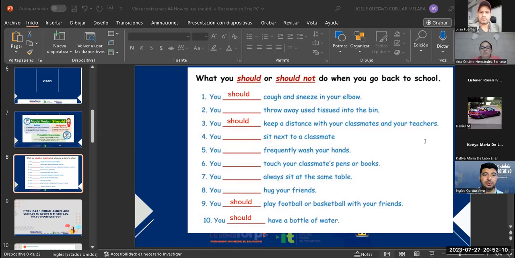Gustavo, are you ready with yours? Okay, teacher, and the number five. You should frequently wash your hands. Yeah, frequently. That's something that I consider was the key. Punto clave. It's very important to wash your hands frequently. I do it more times than in the past in comparison. John, what about you?